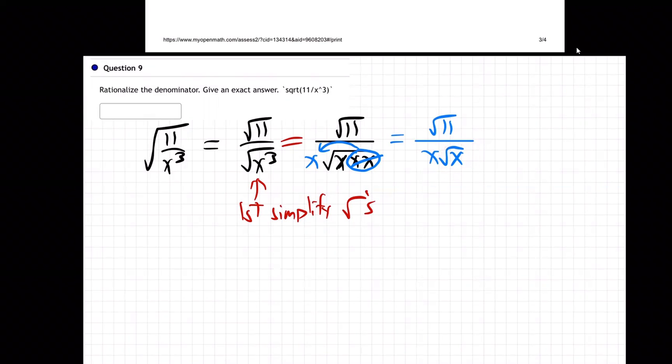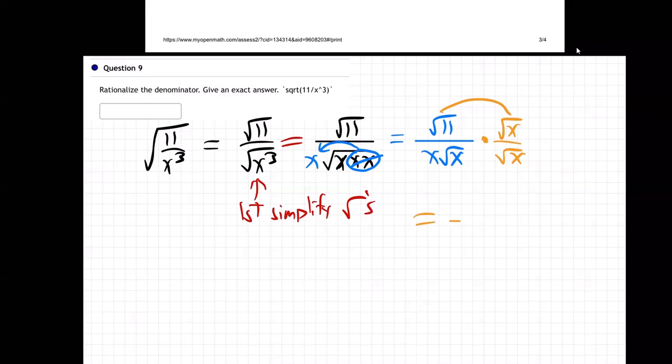We're going to multiply top and bottom by just the root part. Notice, I don't care about the x in the front. He's not a problem. I don't care about him. I'm just multiplying top and bottom by just the root part. Okay, so what becomes of it? Well, the top, it's root of 11 times root x.